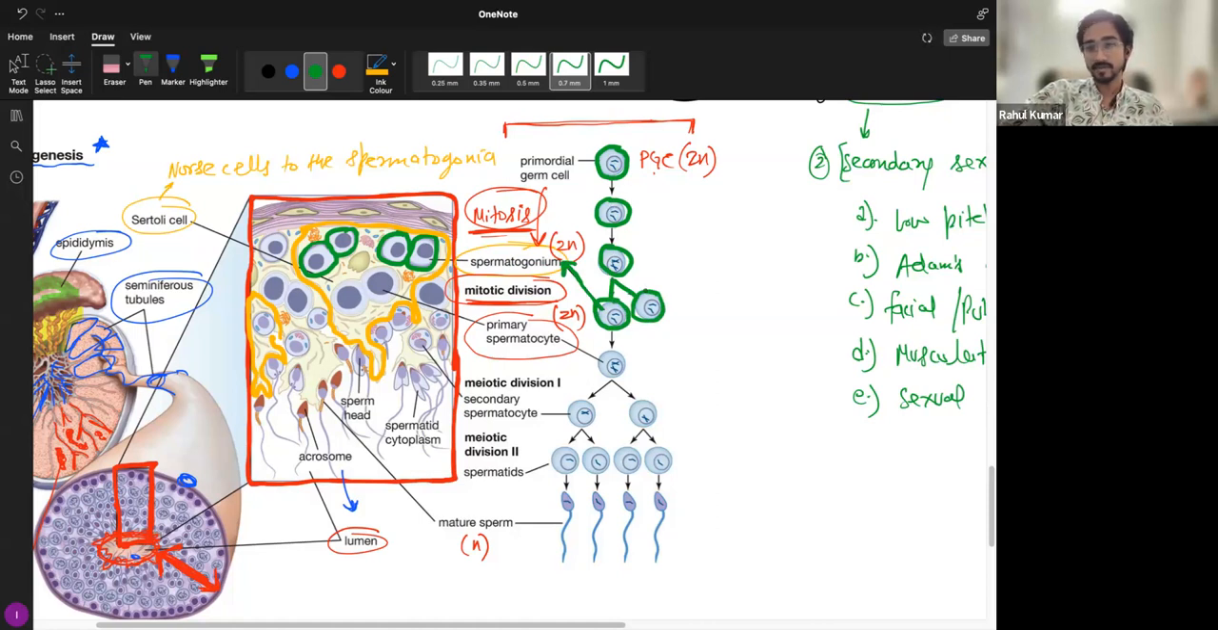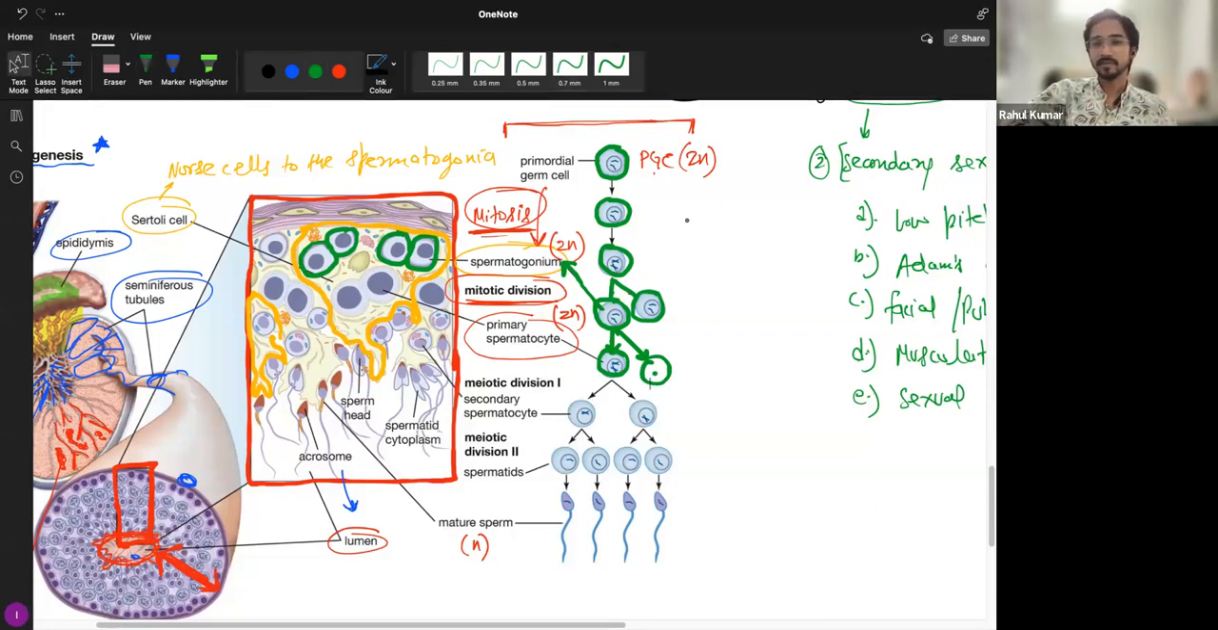So can you get an idea from here that this is mitosis happening? Because if it was meiosis, there would be 4 daughter cells, correct? Is it clear? Yes, sir. So from PGC to spermatogonium, it's mitosis, and hence the spermatogonium is diploid. And from spermatogonium, they have not shown it, but here also it is mitosis. So from each cell there will be 2 cells formed again. So primary spermatocyte also is diploid.